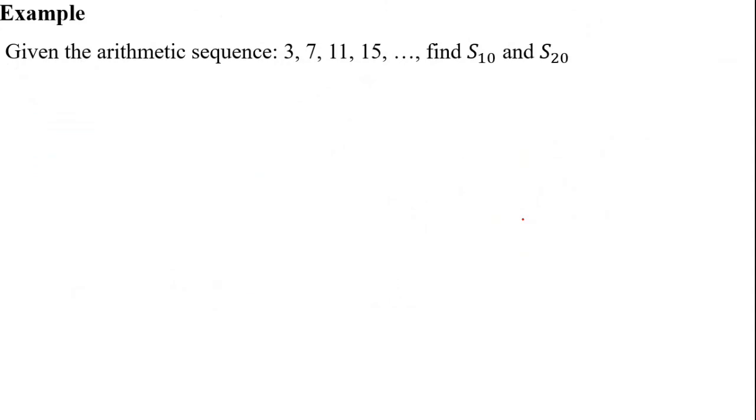Given the arithmetic sequence 3, 7, 11, and so on up to 50. The question is to find the sum of the first 10 terms, and find the sum of the first 20 terms of this given arithmetic sequence. We have a formula to find the sum of an arithmetic sequence. First we have to calculate the common difference d for this arithmetic sequence.